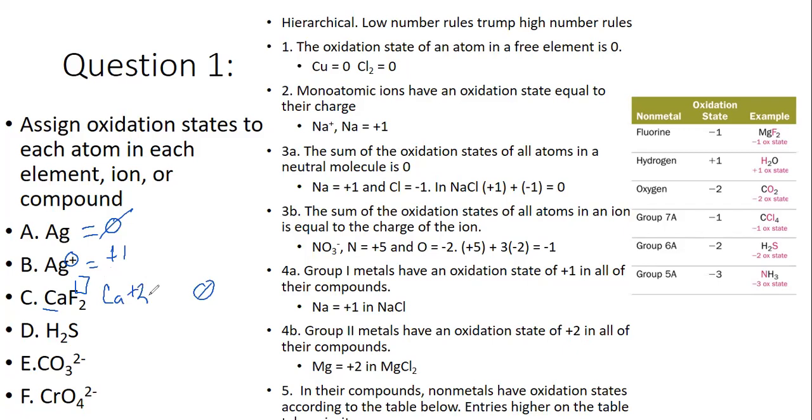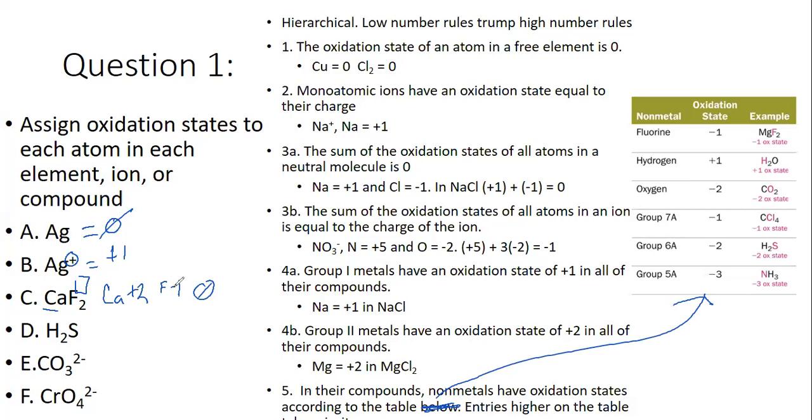And our other element is fluorine, right? And so we have to go to rule 5. In their compounds, nonmetals have oxidation states according to the table. It should be, sorry, table to the right. So this table. Here we have fluorine in that table, and it says if fluorine is in a compound, it has an oxidation state of minus 1. So fluorine is minus 1.